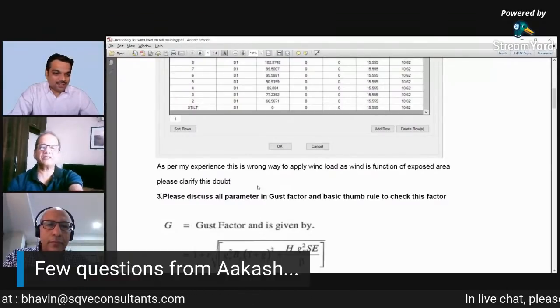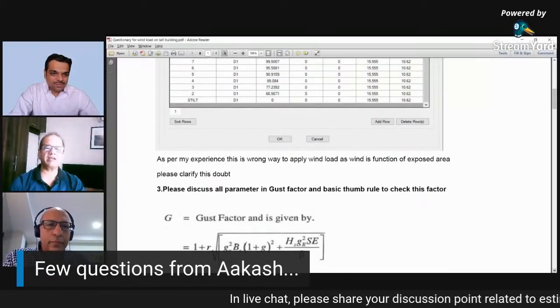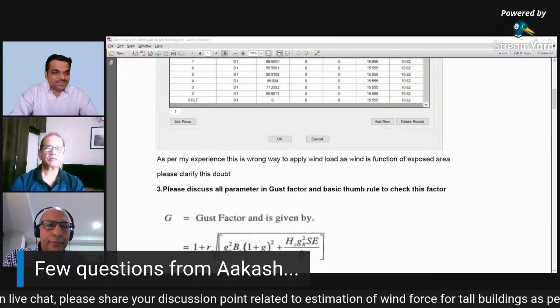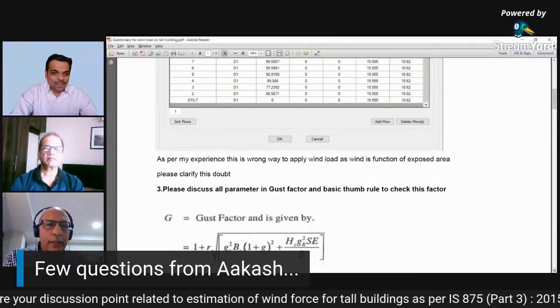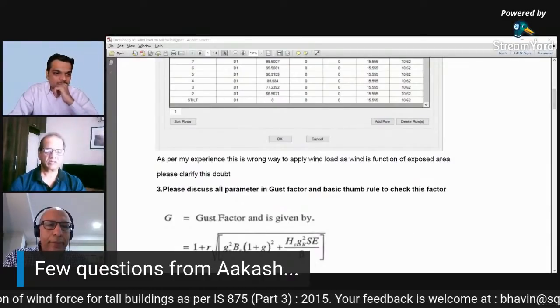And he is also writing it is the wrong way to apply. Logically, wind is not applicable at the center of the diaphragm. It is not, unless it's a very tall building.